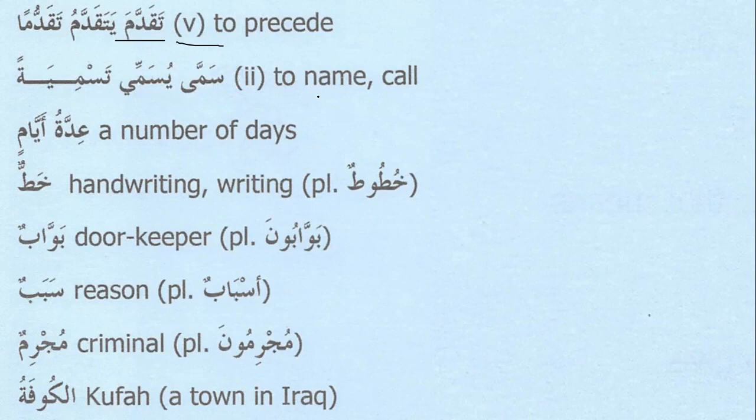سمى يسمي تسمية, to name a person. Similarly, we have عدة أيام, also سميتموها, and also تسمية الأنثى. All of them have been used in the Quran. عدة أيام, a number of days. And iddatu, as you can see here, is used as mudaf, and ayyamin is mudaf ilayh. Khattun, handwriting or writing, and the plural is khututun, on the pattern of fu'ulun.